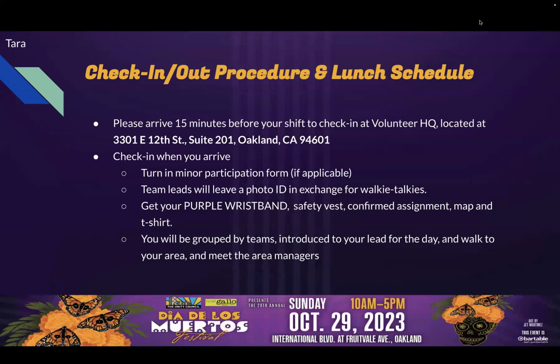Team leads, if you're one of my team leads for the day, you will have a walkie-talkie. In exchange for that, we need a photo ID just to make sure that they are turned in at the end of the day. You'll receive a purple wristband, a safety vest with your confirmed assignment, as well as a map and your volunteer t-shirt. You will then be grouped by your teams, introduced to your team lead for the day, and walk to the area to meet your area manager.